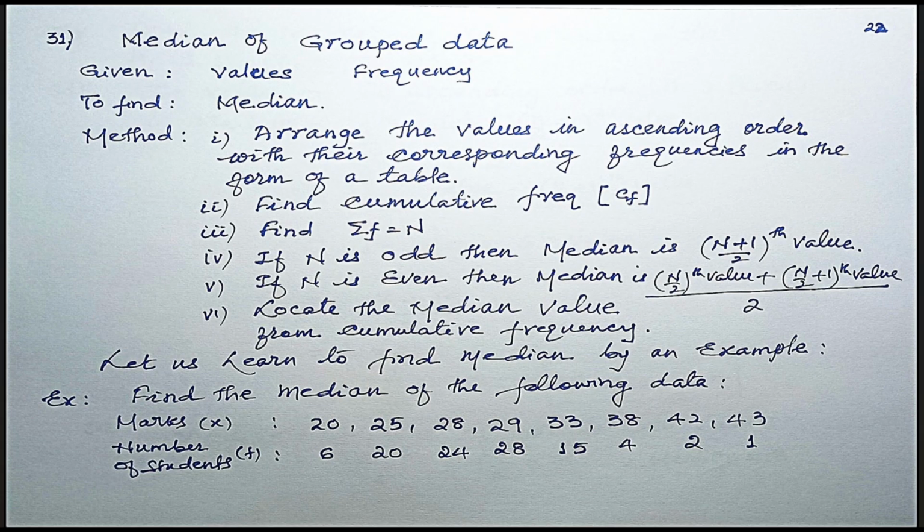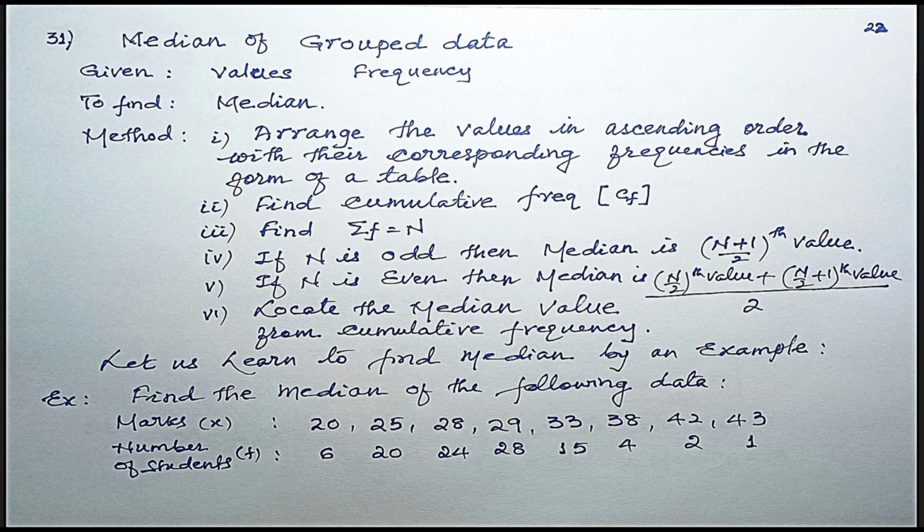Now, median of grouped data. That means when the values are given to you, and frequency is also given. Okay, remember that. So two columns are given. One is the column of values, the other one is the column of frequency. Now we have to find out the median, and the method is very simple. Arrange the values again in ascending order with their corresponding frequencies in the form of a table.